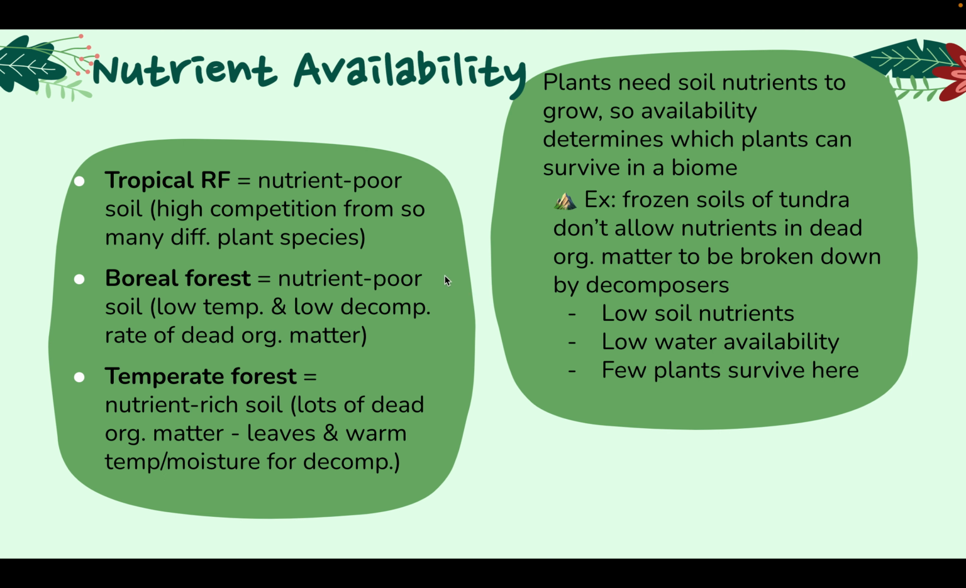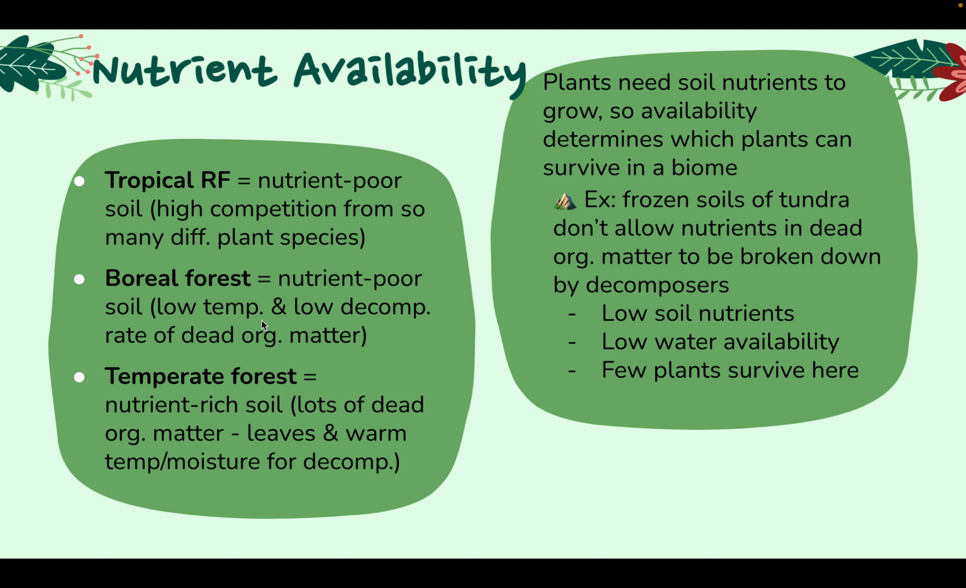The boreal forest is also nutrient poor. Lower temperatures, this is very similar to the tundra. The tundra is just completely frozen. Boreal forest, also called the taiga, is similar, but you get a little bit taller shrubs.